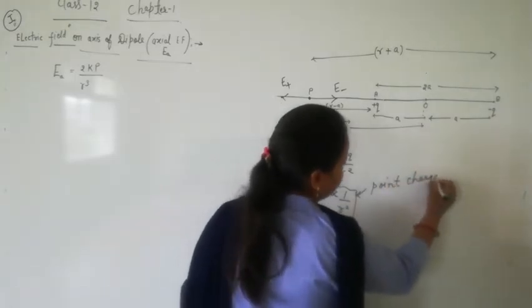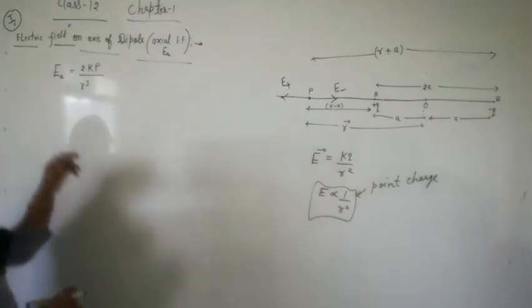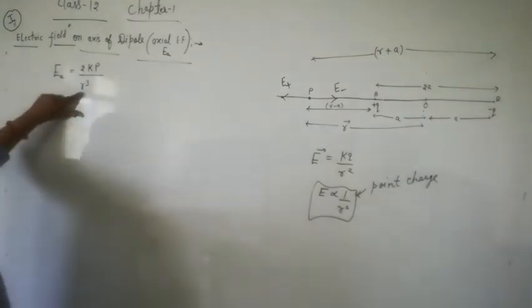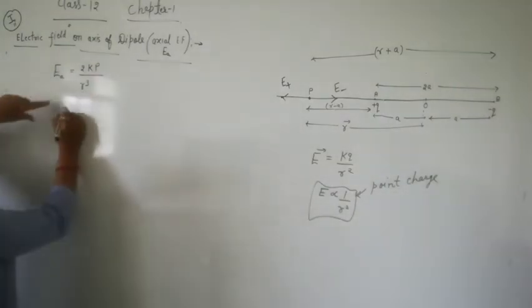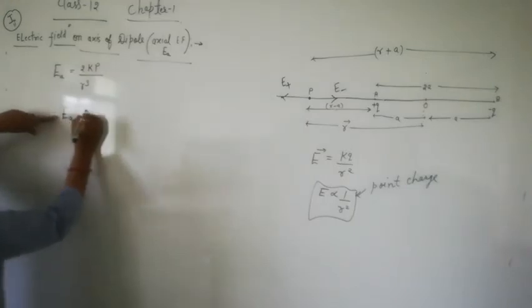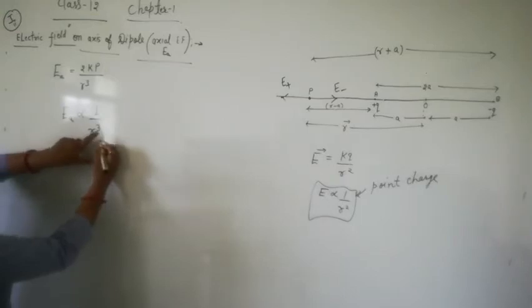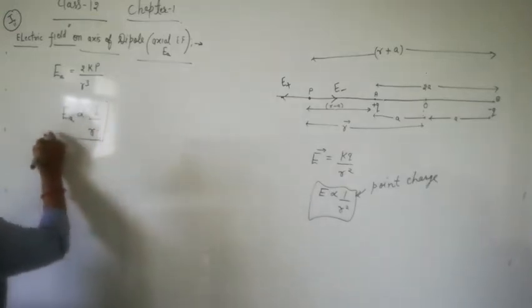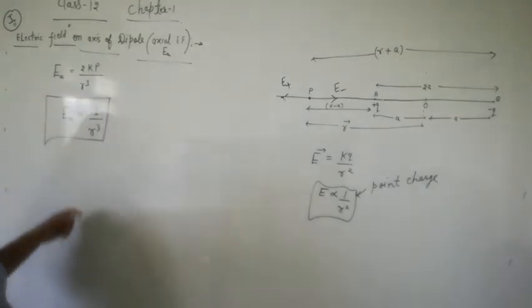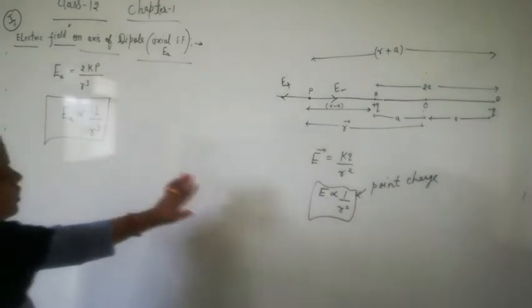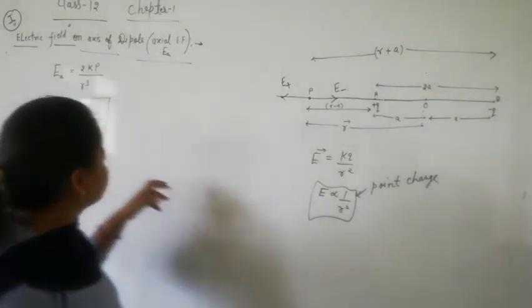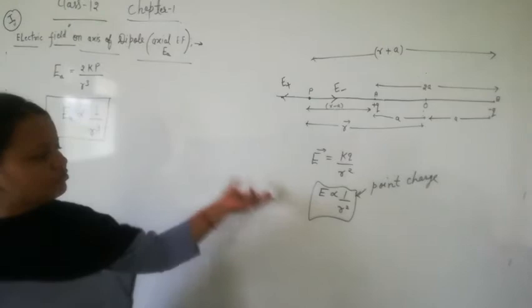But due to a dipole arrangement, the electric field is very much 1 upon r cube, the cubical power of the separation distance. Okay, a small 1 mark question. This is the answer of a small 1 mark question.